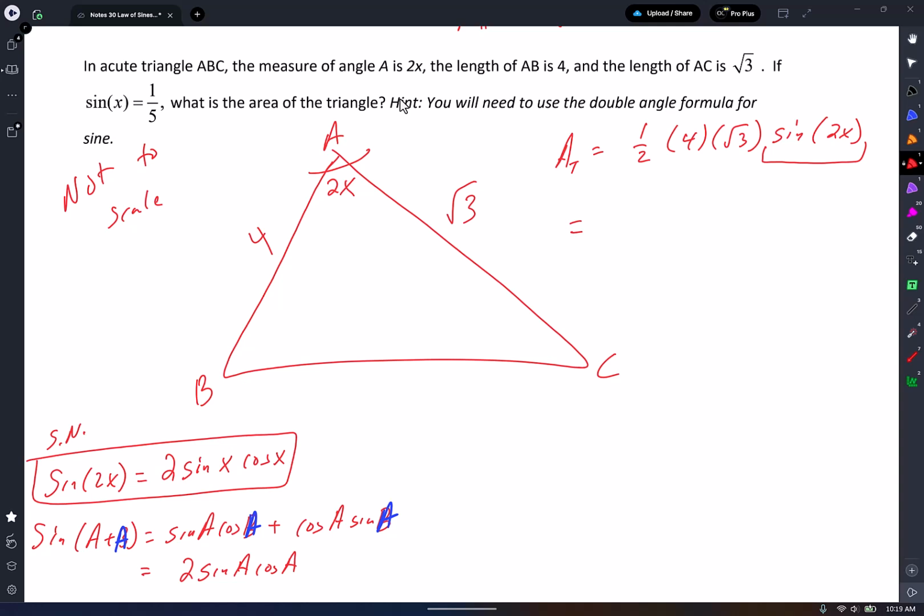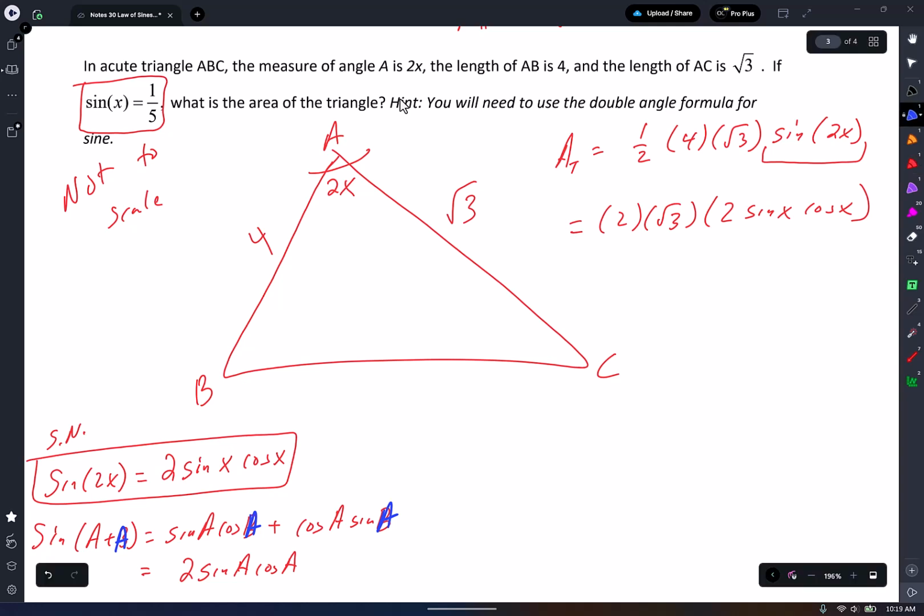All right, here we go. I'm just gonna distribute. 1/2 times 4 is 2, so I'm gonna write 2 times square root of 3, and then that sine 2x I'm gonna replace with 2 sine x cosine x times 2 sine x cosine x. I know what sine x is because they give it to me right here.